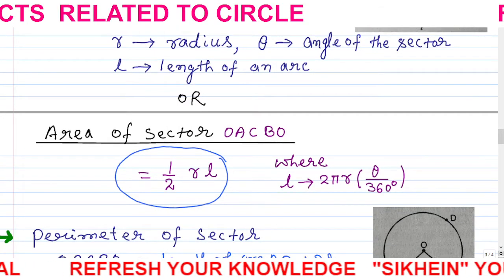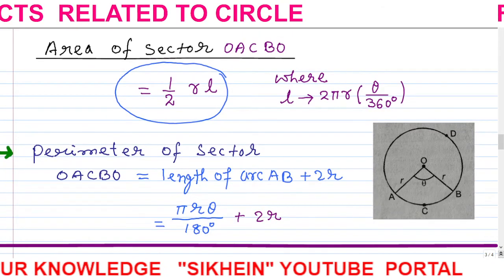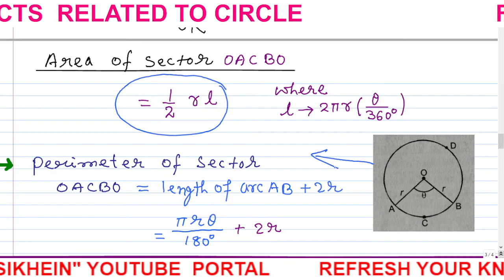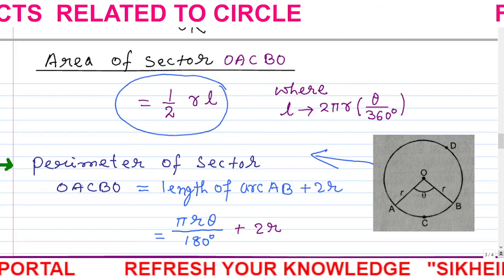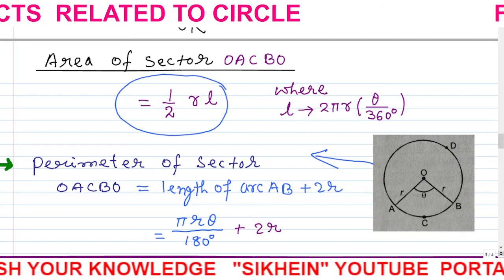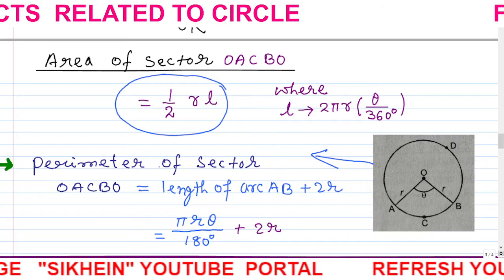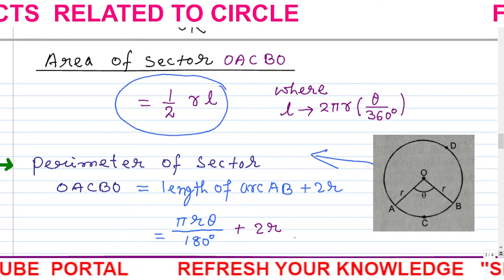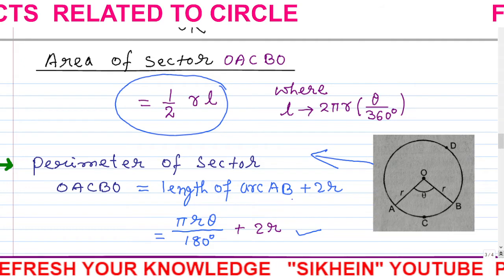How to find the perimeter of a sector? Here is the figure. The sector is called OACBO. The perimeter is the length of arc AB plus 2r. That means from above, pi r theta by 180 degrees plus 2r, we get the perimeter of the sector.